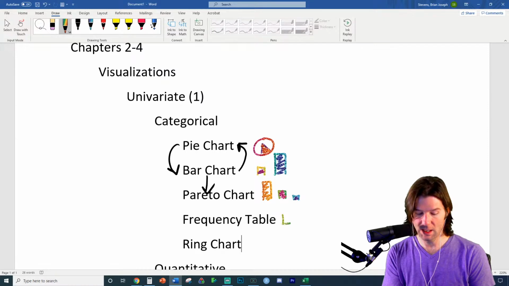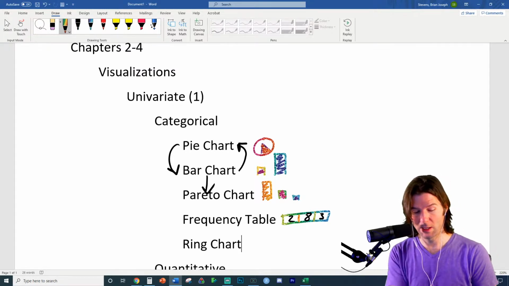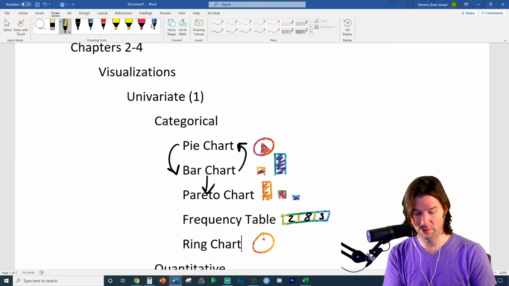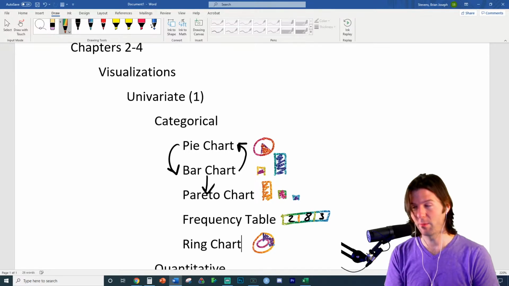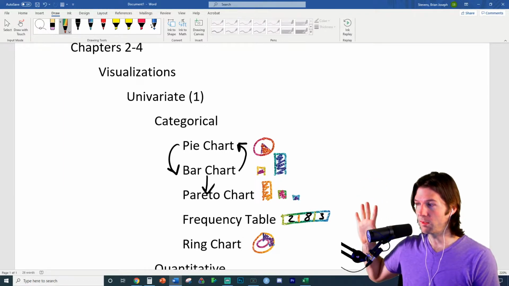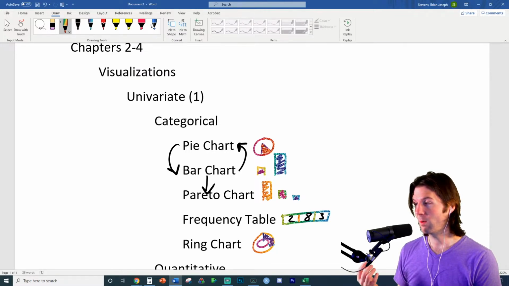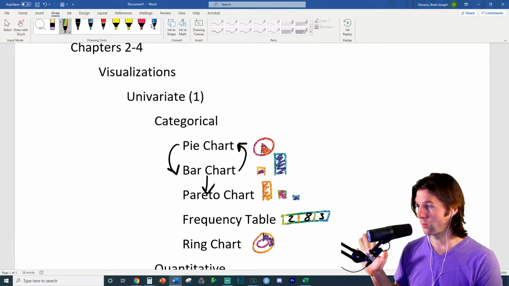A frequency table just shows the amounts. So you'd have here the counts, the frequencies of each group. And a ring chart is basically like a pie chart where the center's been cut out. I don't like ring charts. Ring charts right here are just going to look like the following. Not a big fan of ring charts. So understanding that each of these are showing categorical data, and just knowing these, maybe putting them on flashcards, using things like Quizlet, is a great way to make sure you know these ones.